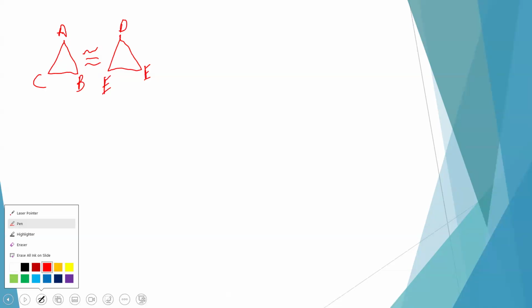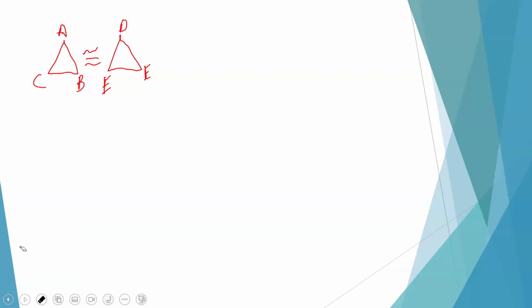Pretend these look alike. We'll label this A, B, C. So we'll label this one D, E, F, right? That's not an F. Where's the eraser? Erase. There we go. That's an F. All right. And what does it mean?